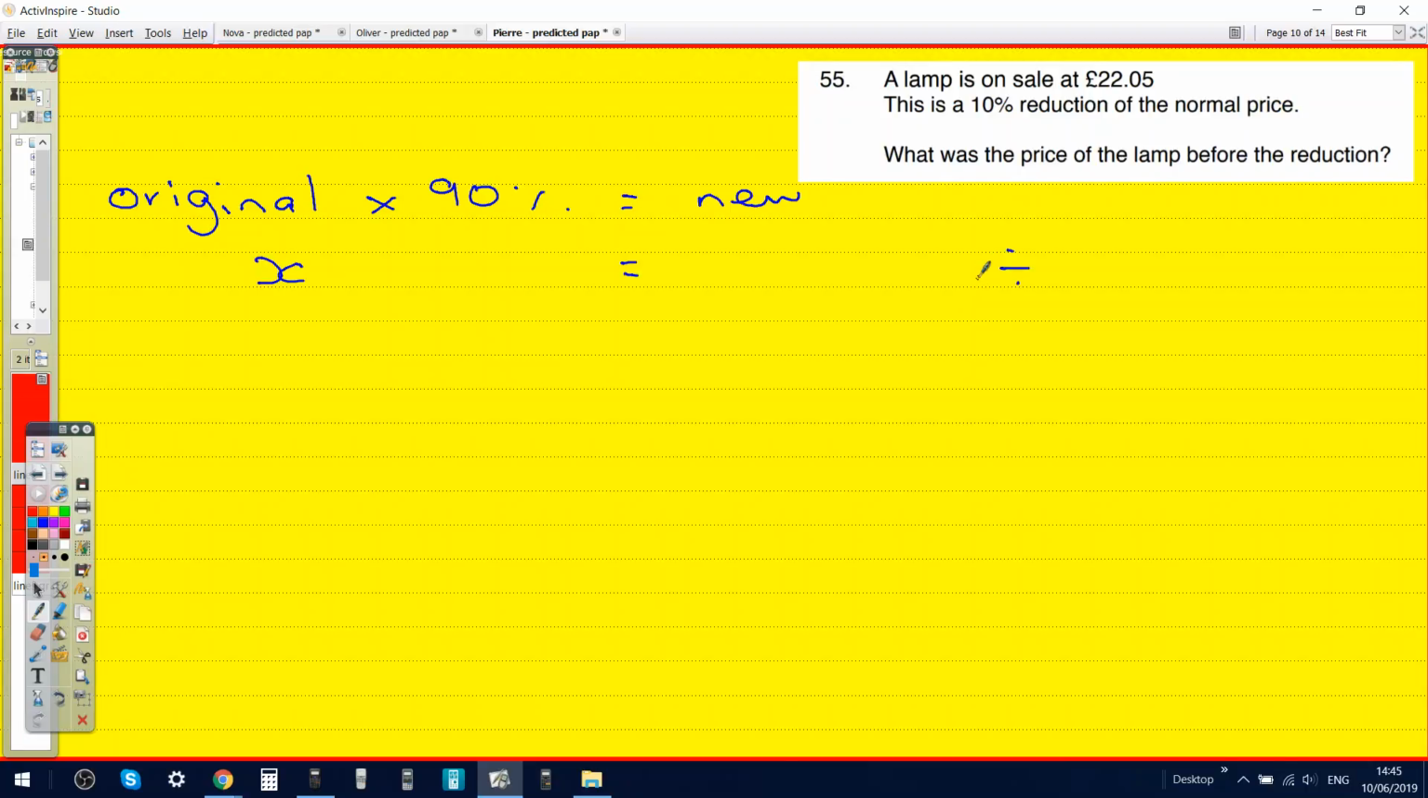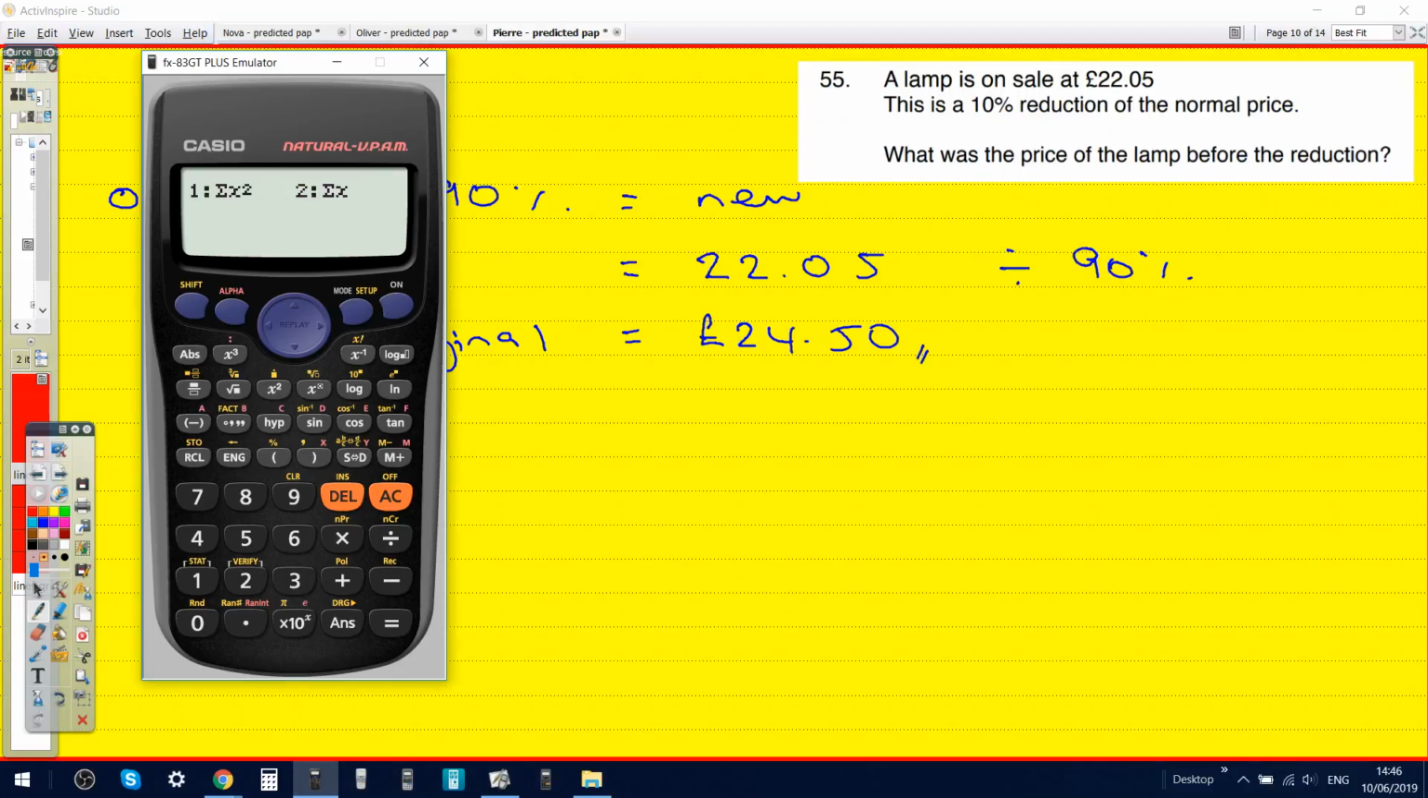So basically, would it be 22.05 divided by 90? Well, it's 90%. How would you deal with that? You wouldn't do it as divided by 10%. No. Do you know how to do 90% in your calculator? Oh, you just put 90 and then shift %. Yep. So it'd be 22.05 divided by 90 shift %, which is 24.50. That's it.